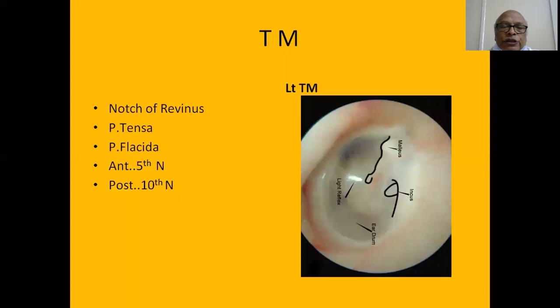As we already mentioned, the anterior portion is supplied by the auriculotemporal branch of the mandibular division of the fifth nerve, whereas the posterior half is supplied by the auricular branch of the vagus.